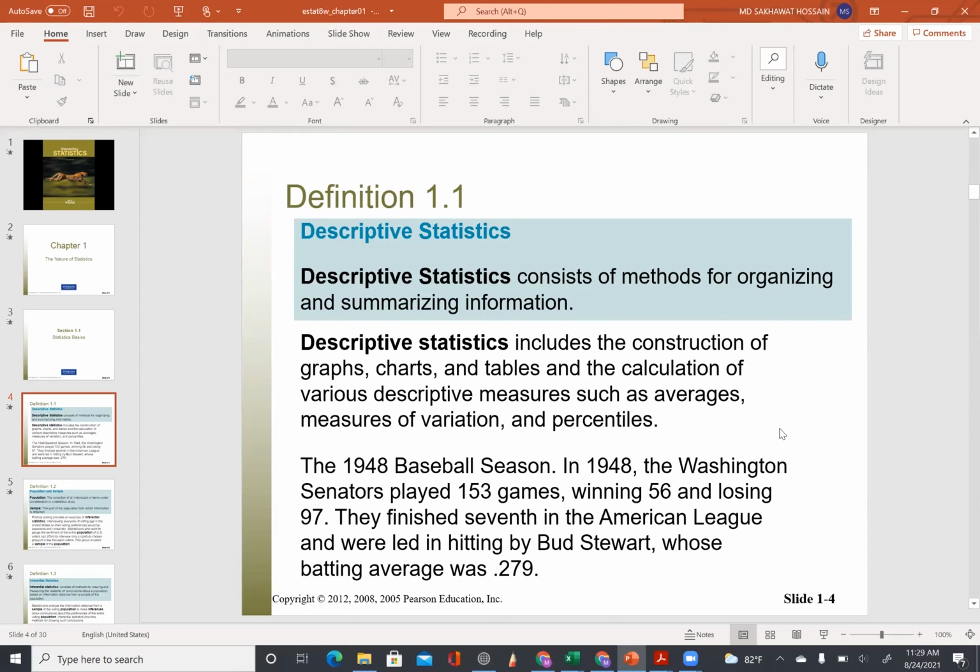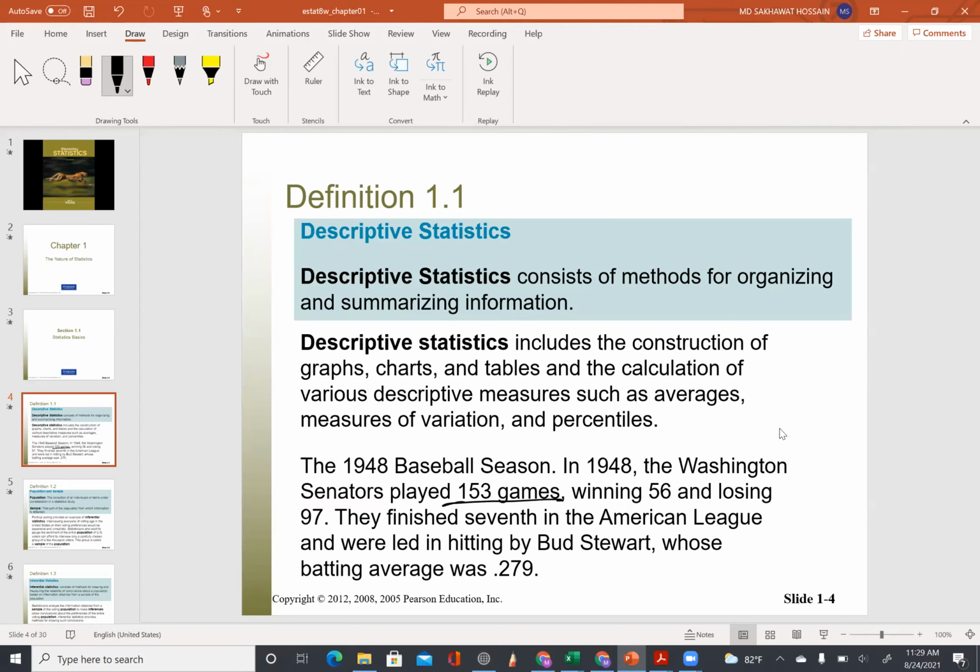In the 1948 baseball season, the Washington Senators played 153 games, winning 56 and losing 97. They finished seventh in the American League and were led in hitting by Bud Stewart, whose batting average was 0.27. So here we have an average, the total number of games, and the number of wins and losses. So this is actually descriptive statistics.